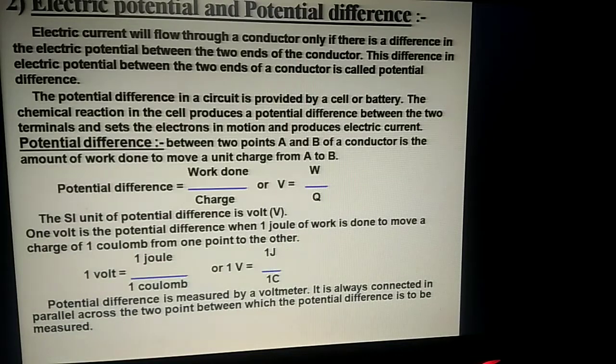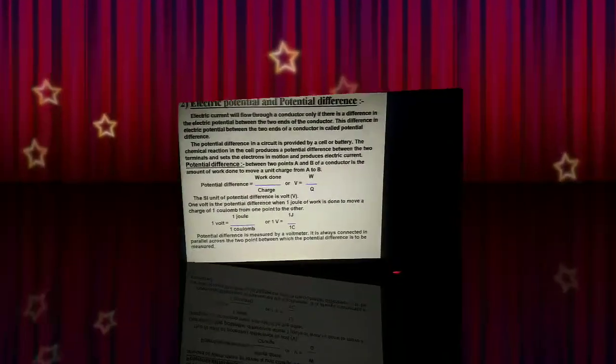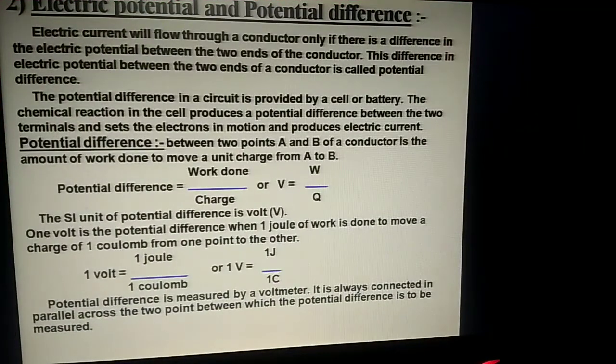1 volt is the potential difference when 1 joule of work is done to move a charge of 1 coulomb from one point to the other. Therefore, 1 volt is equal to 1 joule per 1 coulomb, or 1 V is equal to 1 J by 1 C. Potential difference is measured by a voltmeter. It is always connected in parallel across the 2 points between which the potential difference is to be measured.